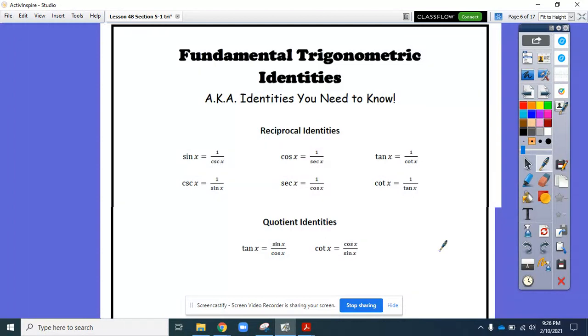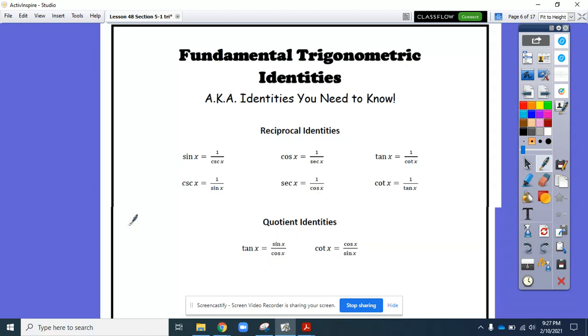Our quotient identities, we saw these pretty early on with trig. This says that tangent of x is equal to sine of x over cosine of x. What does that mean? That means you can rewrite tangent as sine over cosine, or you can simplify sine over cosine to just tangent. Looking at, how do these things fit together? Since then, cotangent is the reciprocal of that. Cotangent can be written as cosine over sine. I'm thinking about, does this actually make sense?